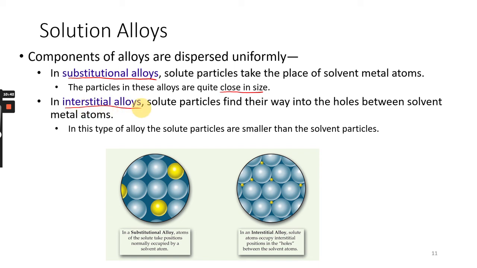In an interstitial, the solute particle finds its way into the holes between the metal atoms. So here, see, it's in the holes and it's much smaller. This is called interstitial.